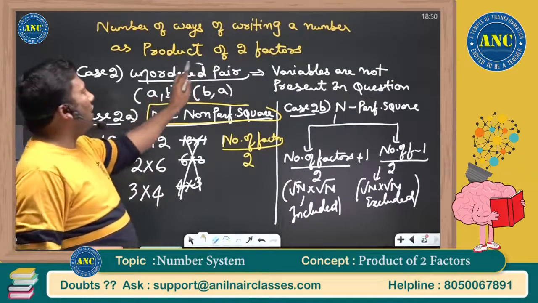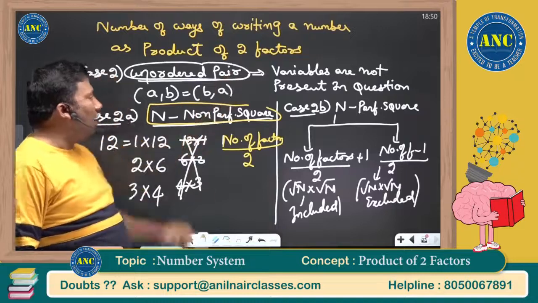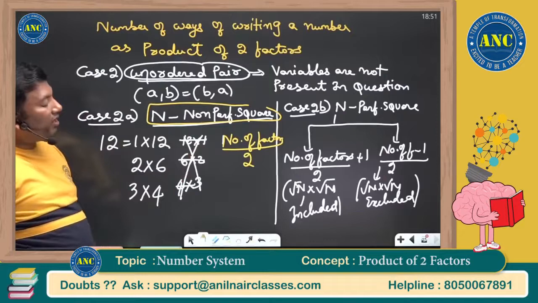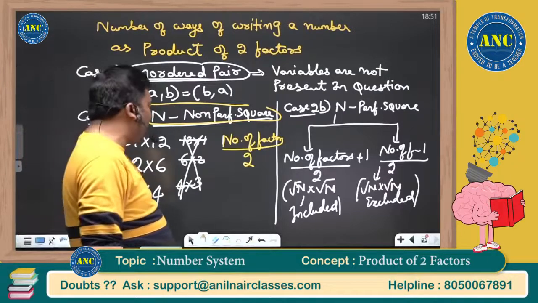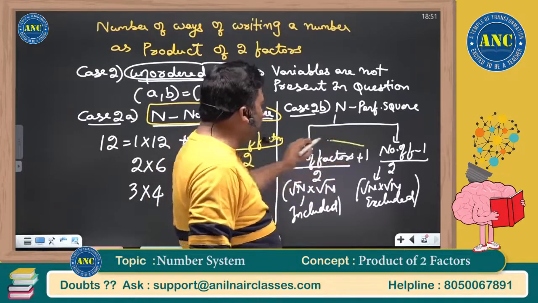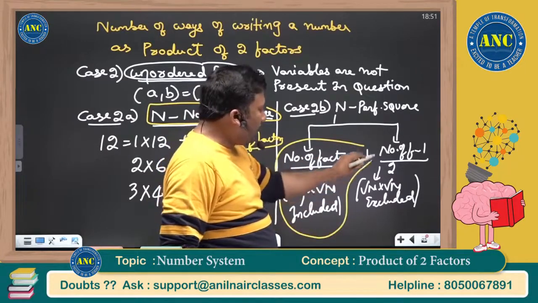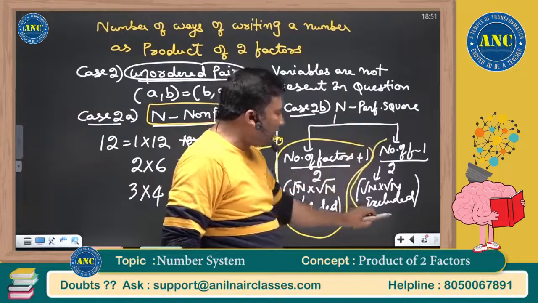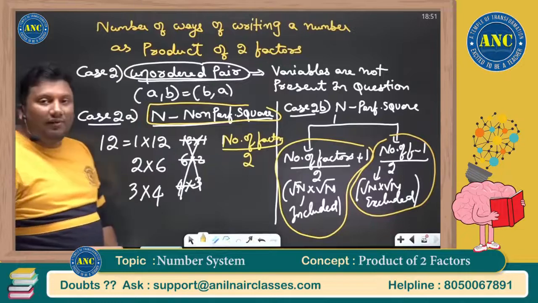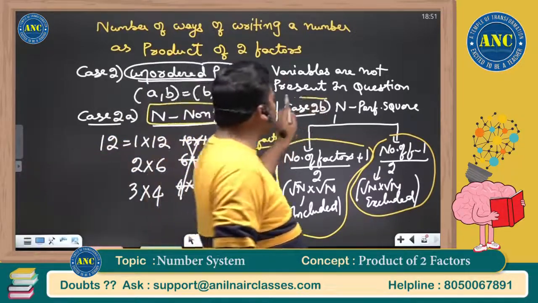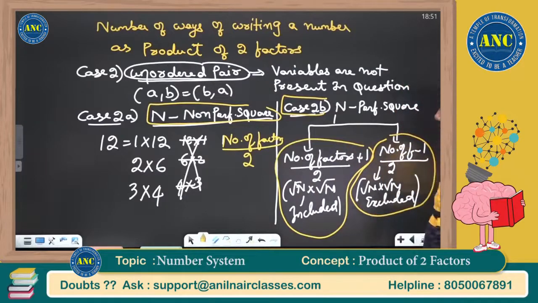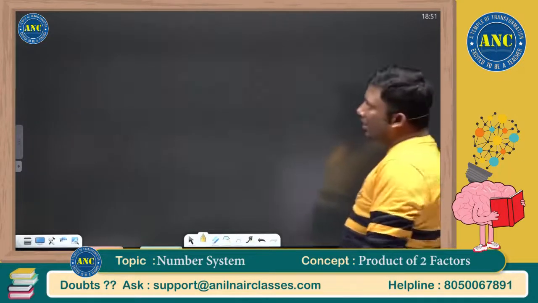Remember, if it is an unordered pair and the number is a non-perfect square, it is the number of factors by 2. If it is a perfect square, two cases will come: number of factors plus 1 by 2, and number of factors minus 1 by 2. I will discuss case number 2b in detail in the next slide. Now see here, case 2b.